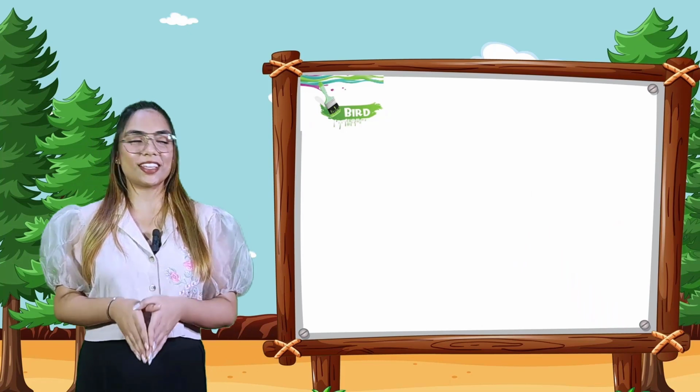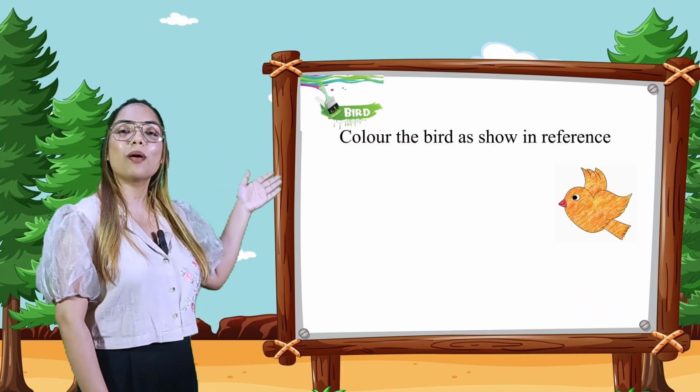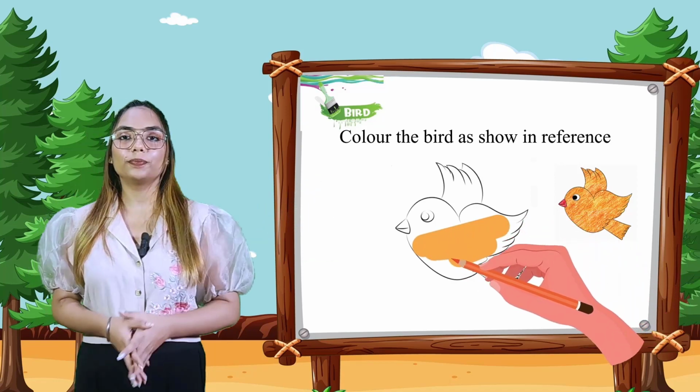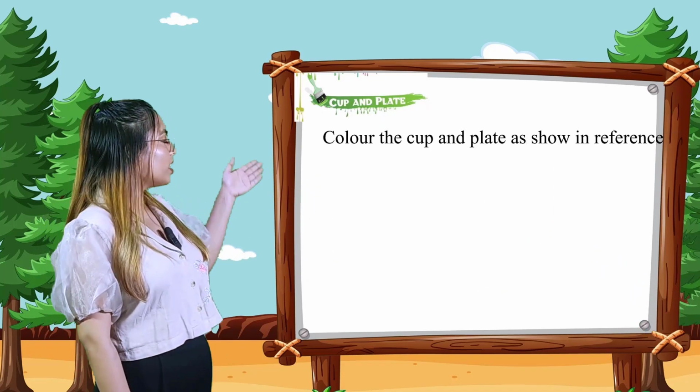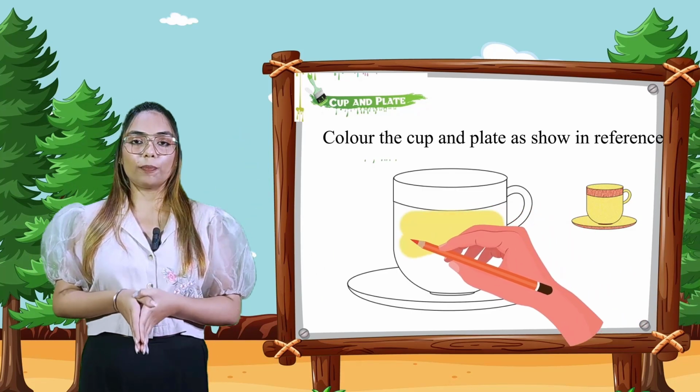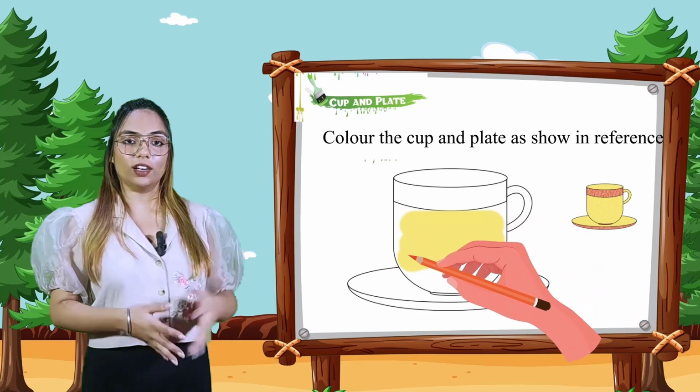Moving on to the next image, over here we have a bird. Color this bird as shown in the reference over here. Moving on to the next image, over here we have a cup and a plate. Color the cup and the plate as shown in the reference over here.